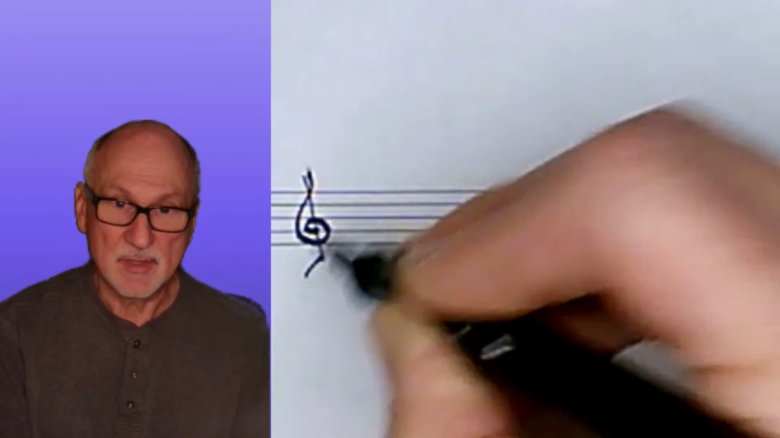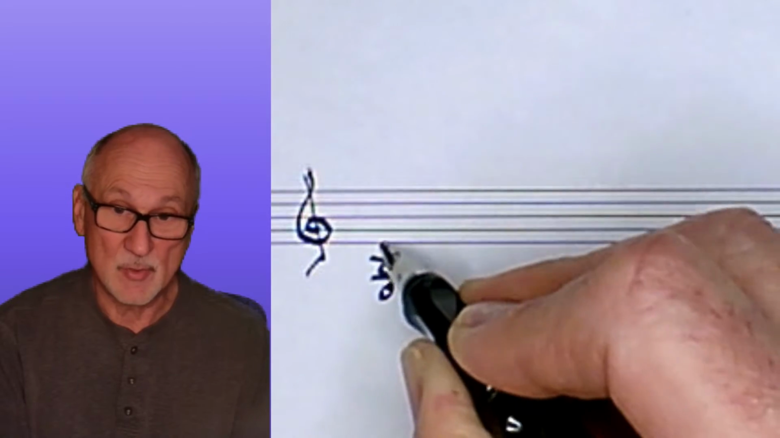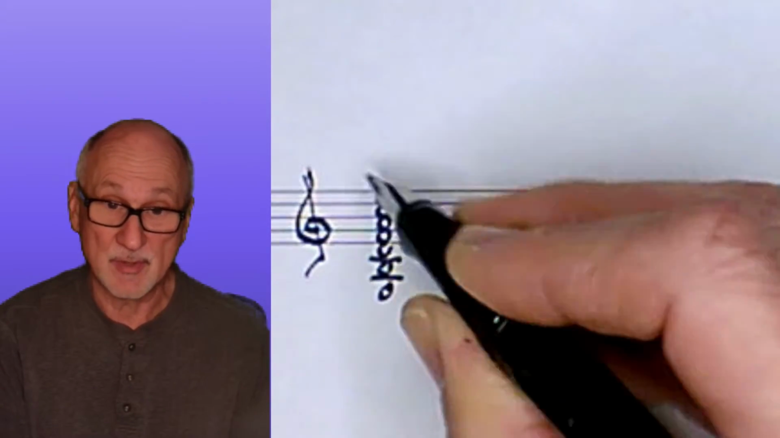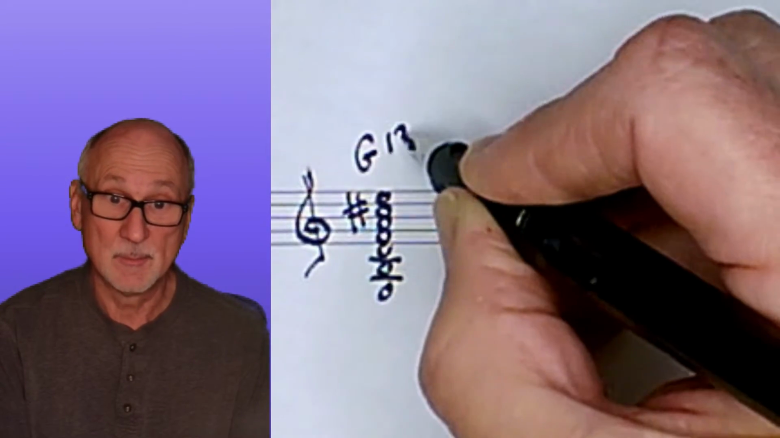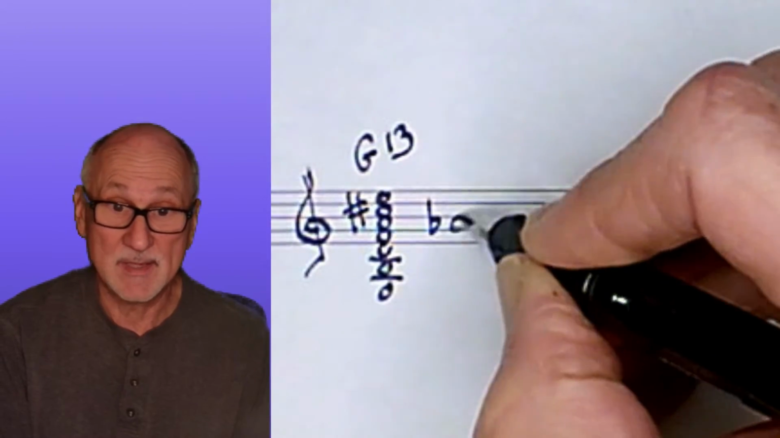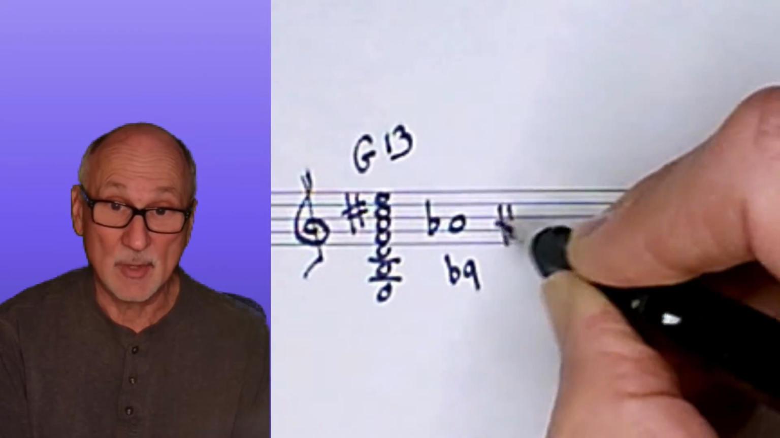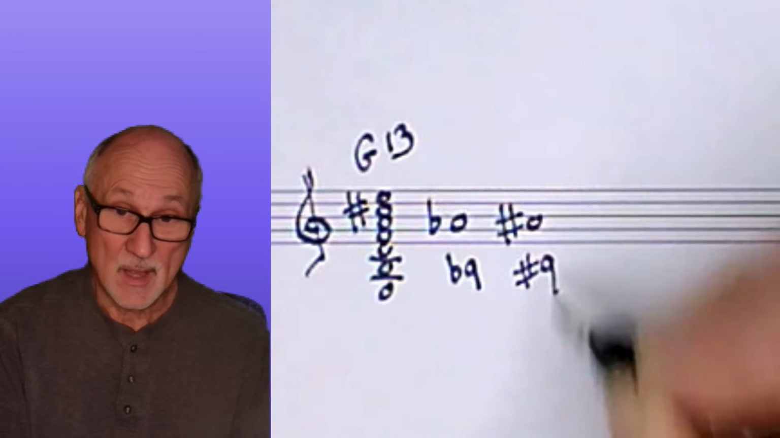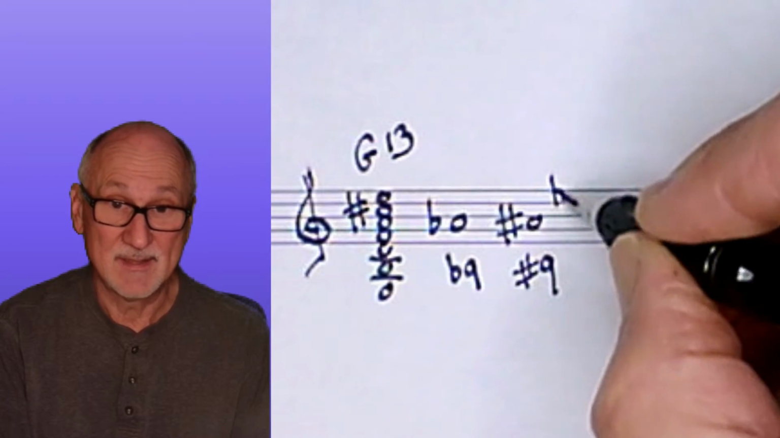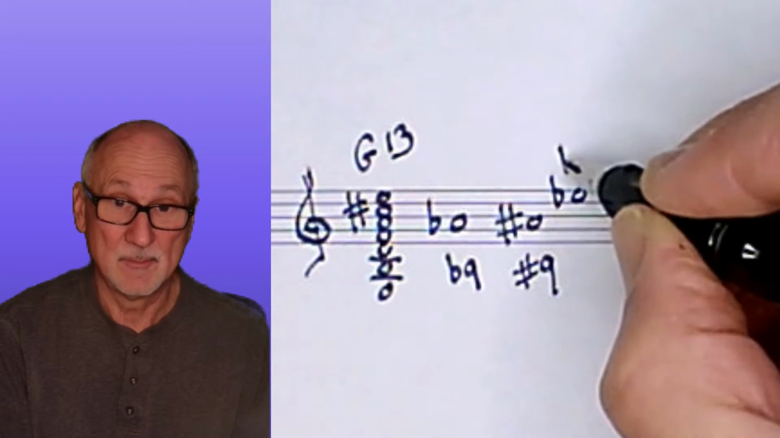Now it would be best to return to our original diagram of the 13th chord and include some of the possible alterations of the upper structure notes. A flat 9 or even a sharp 9 is possible. That's A flat or A sharp in this chord. Also, you might encounter a flat 13th. That's an E flat in this chord.